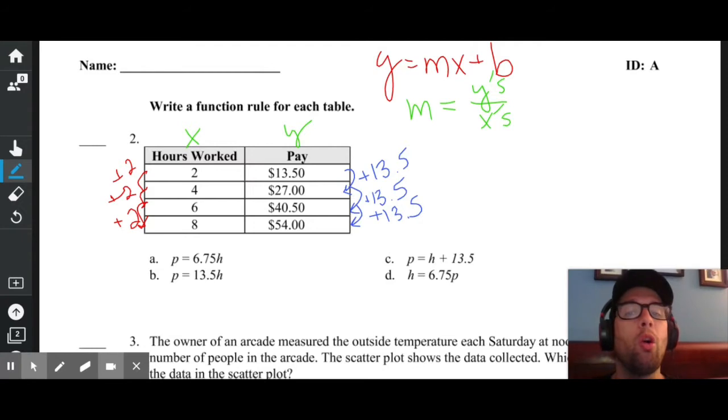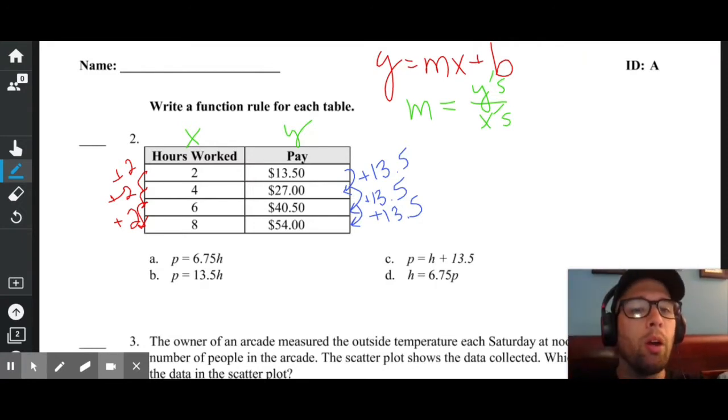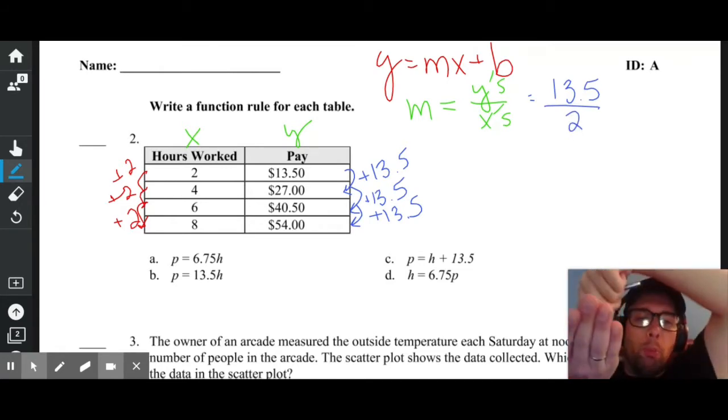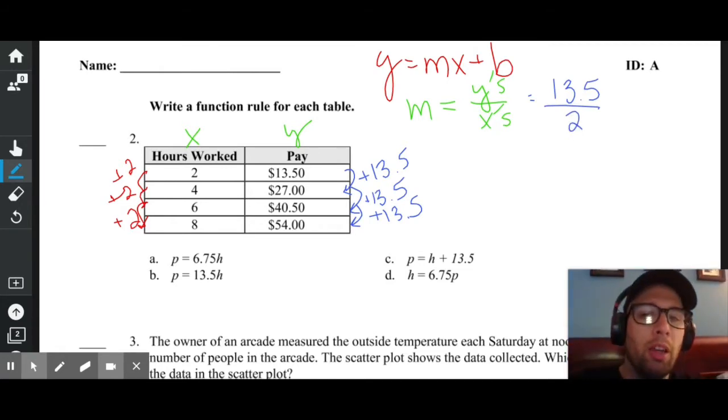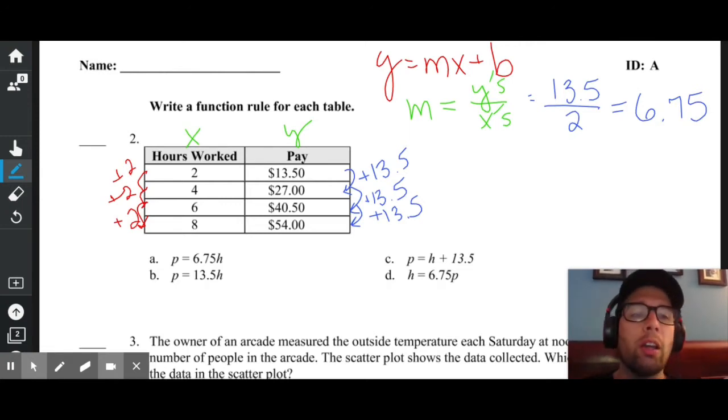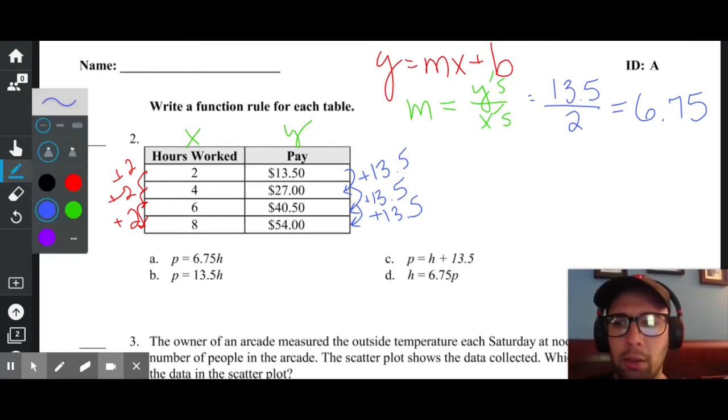The pattern on the y side, the pay, is add 13.5. So I'm going to write that over here. Okay, the y turns into 13.5, and the x turns into 2. 13.5 divided by 2 is 6.75. So my slope is 6.75. What I have so far is y equals 6.75x plus b. Oh, what's b? I don't know what b is.